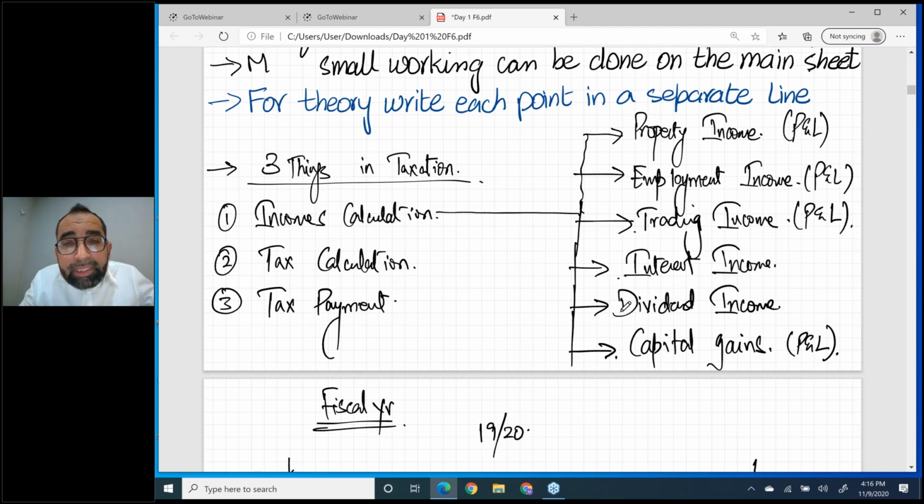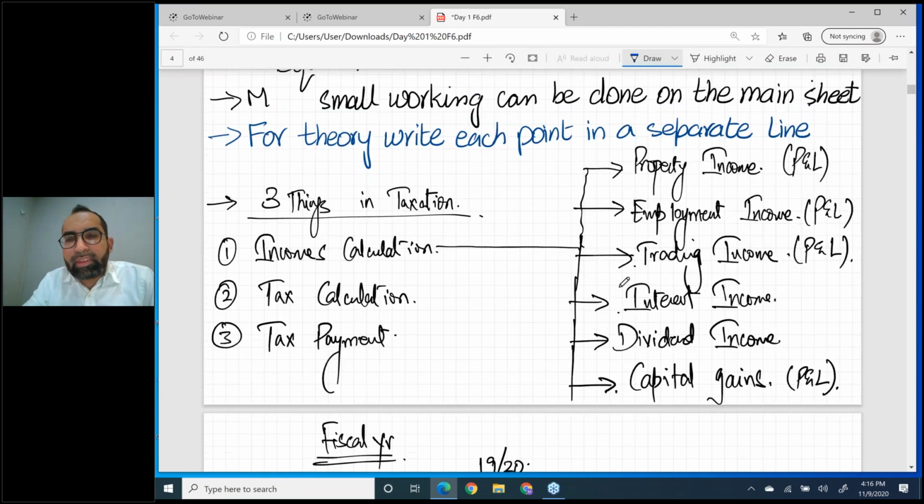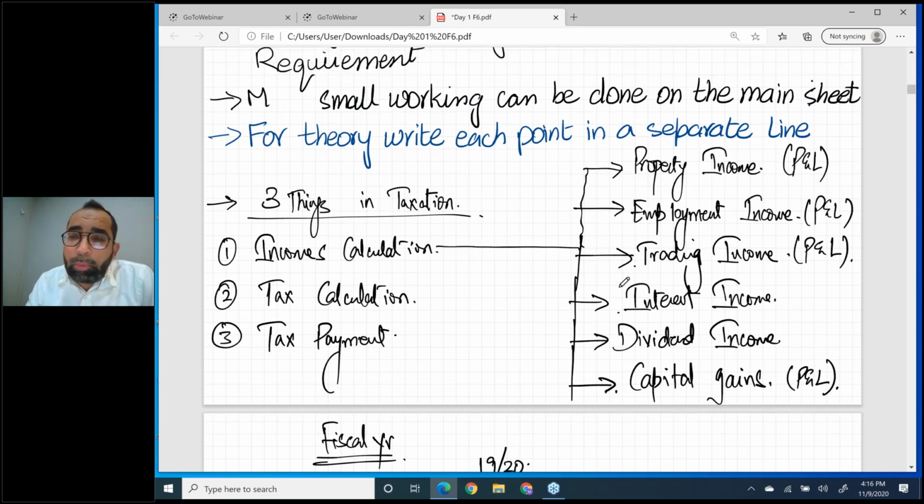Number one, income calculation. If somebody asks you how to calculate tax, first you will say, tell me what's your income. So we have different types of income. Go and see the screen. Property income, employment income. If you are doing a job, you will have employment income. Trading income, if you are doing business, you will have trading income. Interest income, if you are putting your money in a bank account or loan notes, you will be receiving interest. Dividend income, if you are investing in any shares, you will get dividend income. And also capital gains.